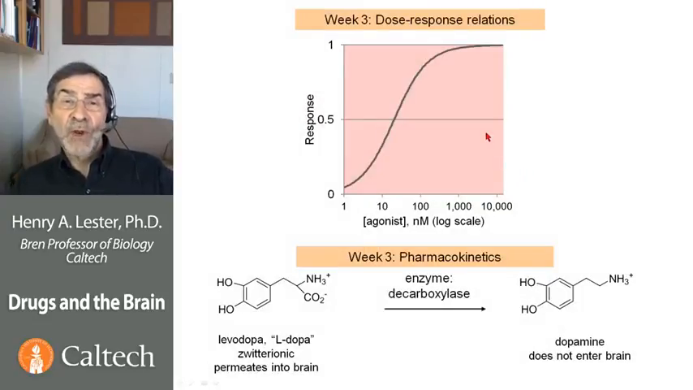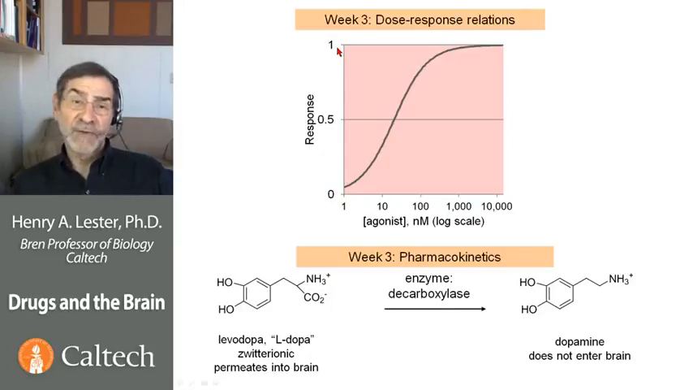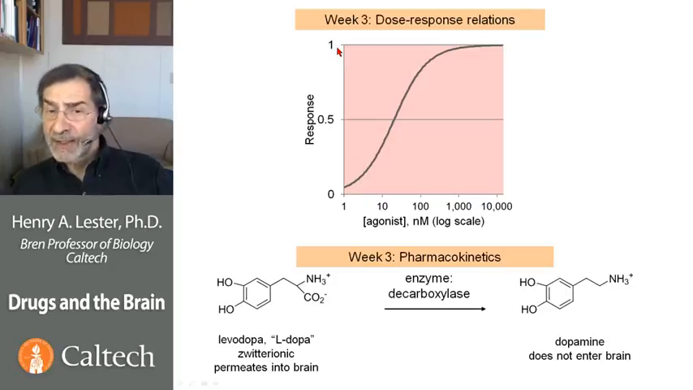We'll turn to some quantitative aspects of drugs and the brain. In week 3, we'll talk about dose-response relations, the relation between the concentration of a drug near a receptor and the response of that receptor, and this will give us a chance to define more precisely agonists and partial agonists and inverse agonists and antagonists.